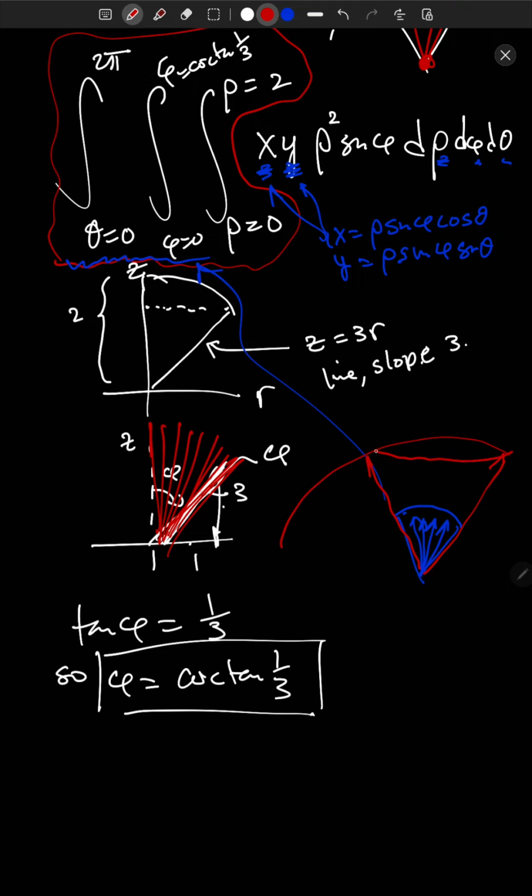And we're going to end up with the cap portion of a sphere. I guess I shouldn't fill it in like this. A cap portion of a sphere here. So this cap portion is exactly what we described using theta equals 0 to 2 pi and phi equals 0 to arctangent 1/3.